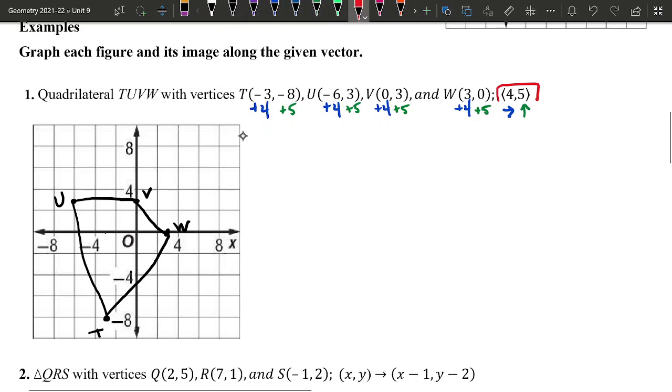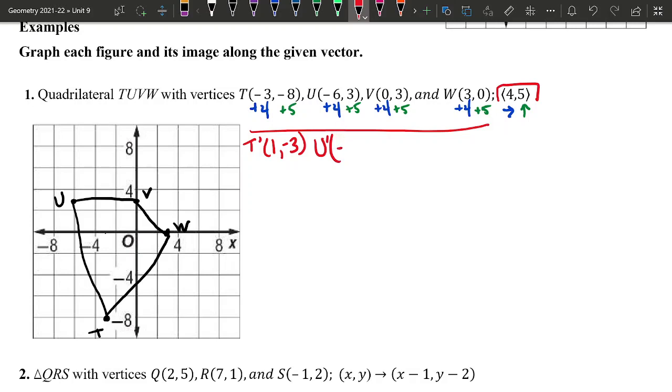And that will give me the result. T prime is -3 + 4, so that's 1, and -8 + 5 is -3. U prime, -6 + 4, that's -2, and 3 + 5, that's 8. Then V prime is 0 + 4, that's 4, and 3 + 5, that's 8. And then W prime, 3 + 4, which is 7, and 0 + 5, which is 5.